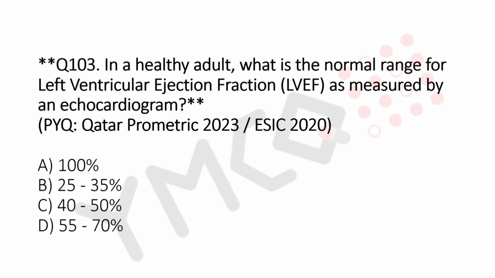In a healthy adult, what is the normal range of left ventricular ejection fraction as measured by an echocardiogram? Option A, 100%. Option B, 25 to 35%. Option C, 40 to 50%. Option D, 55 to 70%. And the answer is option D, 55 to 70%. The heart never pumps out 100% of the blood inside it. A normal healthy heart pumps out about 55 to 70% of its volume with each beat. Anything below 40 usually indicates heart failure. Okay.